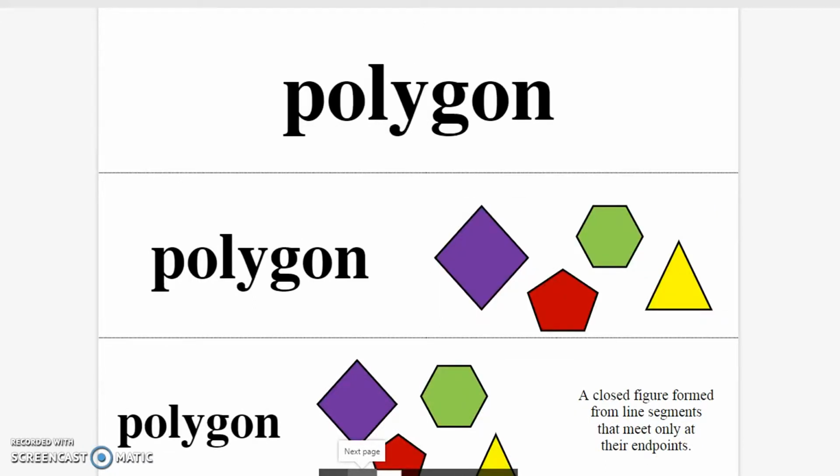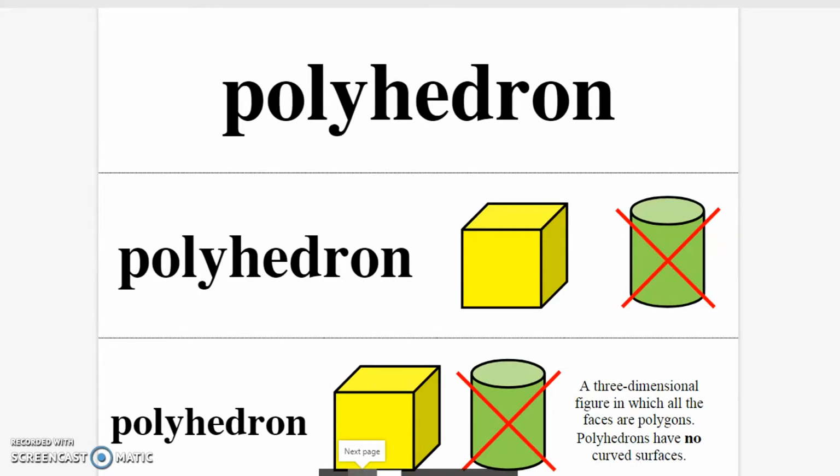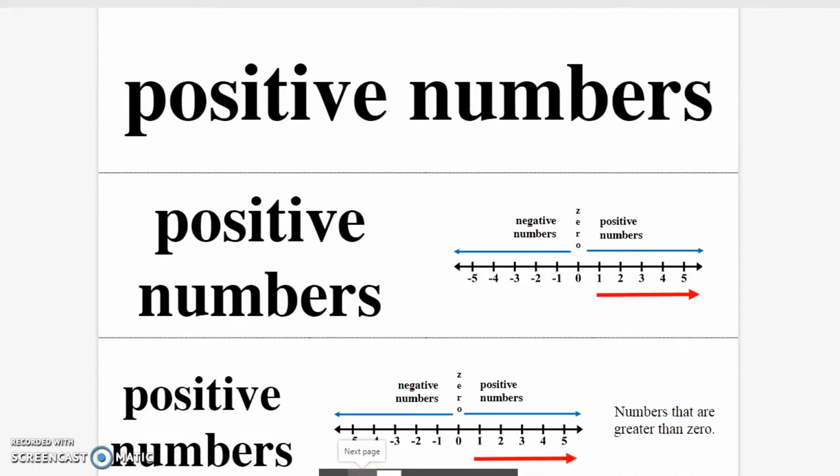Polygon. A closed figure formed from line segments that meet only at their endpoints. Polyhedron. A three-dimensional figure in which all of the faces are polygons. Polyhedrons have no curved surfaces. Positive numbers. Numbers that are greater than 0.